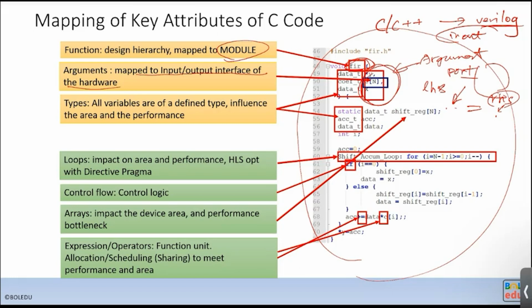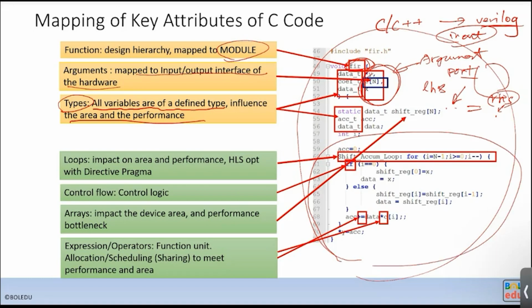And also type. One of the reasons that HLS supports C and C++ is that they are strongly typed languages. That's very important in hardware design. In the C language, all variables have a defined type, and this type will affect the area and performance. It's very important that you specify the type carefully.